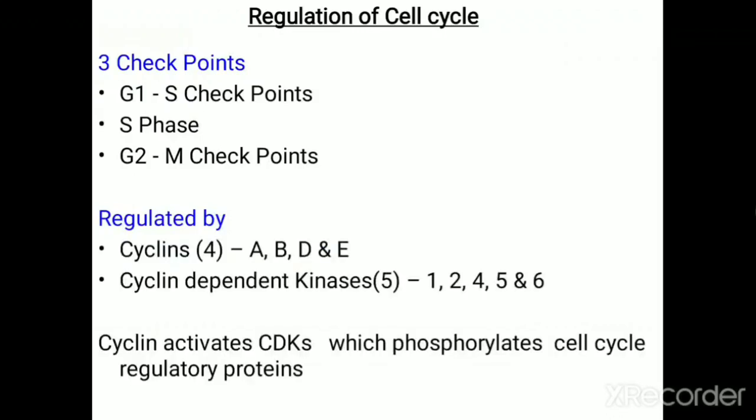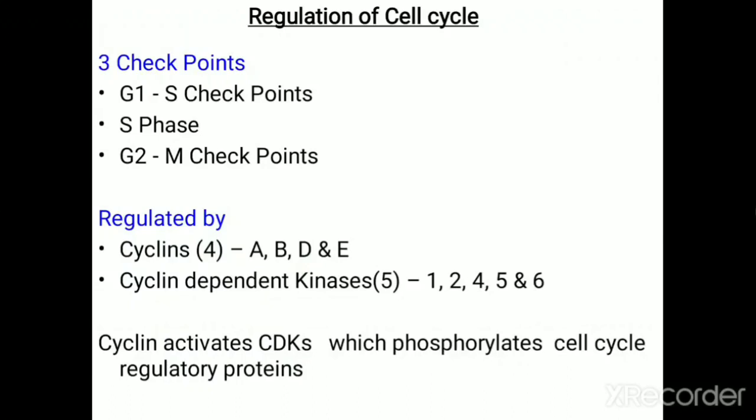Cyclins are cell cycle regulatory proteins, and there are four different types of cyclin protein: cyclin A, B, D and E. These cyclins are active only in the presence of a phosphorylating enzyme, that is, the kinase group of enzymes, and these enzymes are known as cyclin dependent kinases, because these phosphorylating enzymes are active only in the presence of cyclin.